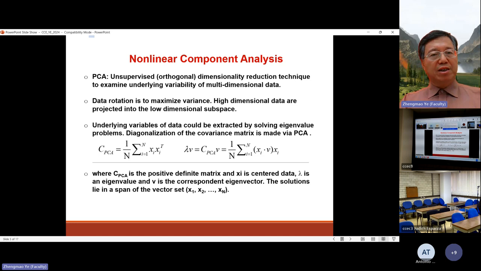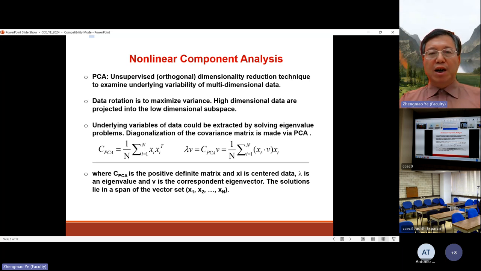So what is PCA? The principal component analysis turns out to be an unsupervised dimensionality reduction technique to examine underlying variabilities of multiple dimensional data. The high dimensional data are projected onto a low dimensional subspace, and data rotation is needed to maximize the variance. So the underlying variables of data could be extracted by solving the eigenvalue problem.